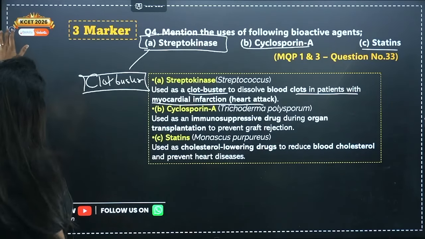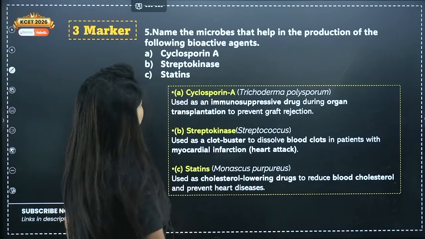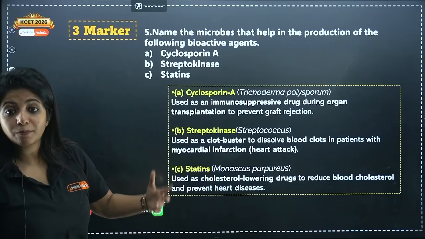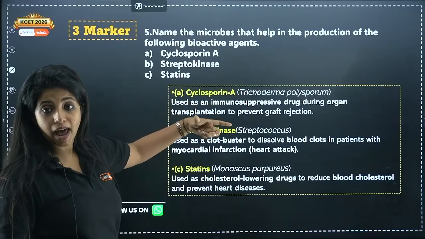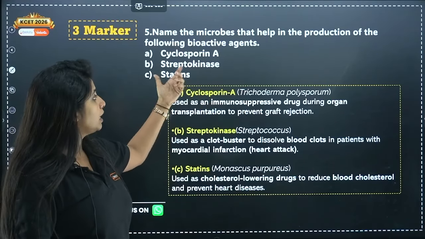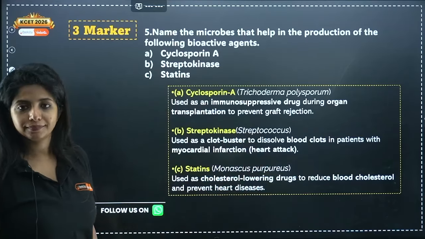Next, name the microbes that help in the production of the following bioactive agents. Again, the same question in a different way. Cyclosporine, Trichoderma polysporum. Here the names are asked, not their function. Streptokinase, Streptococcus. Statin, it is Monascus purpureus.